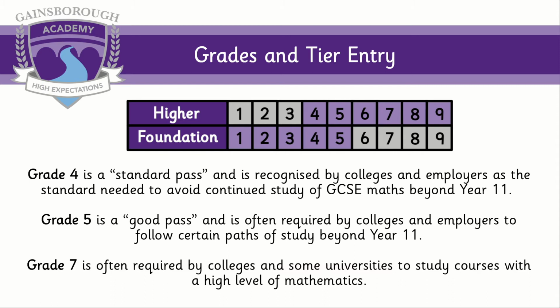Grade 7 is sometimes required by colleges and universities for students who want to study courses that have a high level of mathematics. It is sometimes the case that students decide not to study very much mathematics beyond GCSE, maybe at the level of college, but then when they go off to university they find that a requirement is that they have a grade 7 in maths.